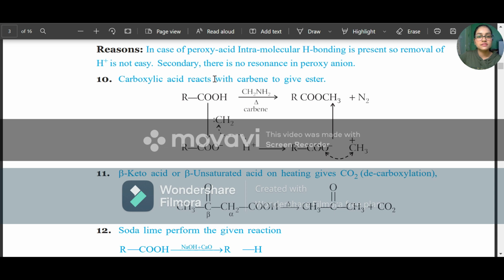Now carboxylic acid reacts with carbene to give ester. So with carbene also it gives ester. So this is the carboxylic group. This is the carbene, and this is the carbene which reacts to form ester.